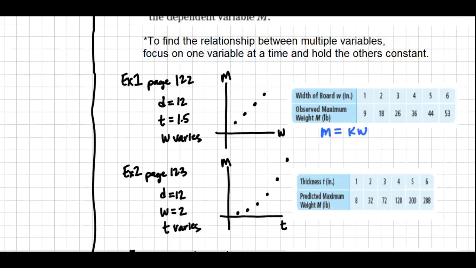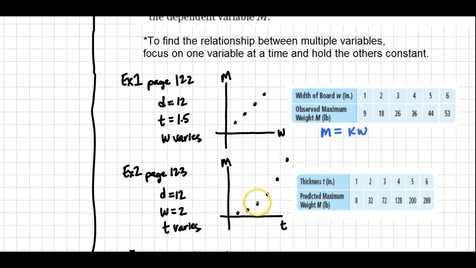Moving on to the second example in the book. This time the distance remains at 12, but the width is going to remain at 2, while the thickness is going to vary. So they changed the thickness from 1 to 6, and the maximum weight the board can hold is calculated here in the table.